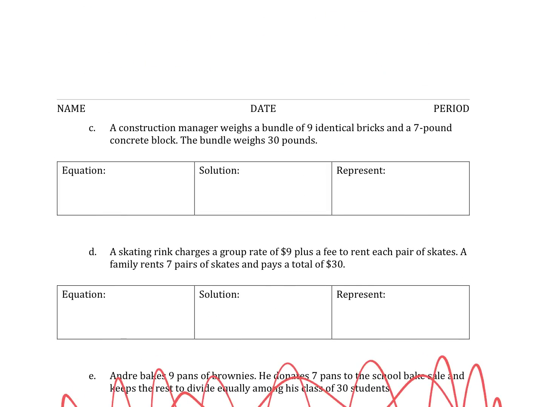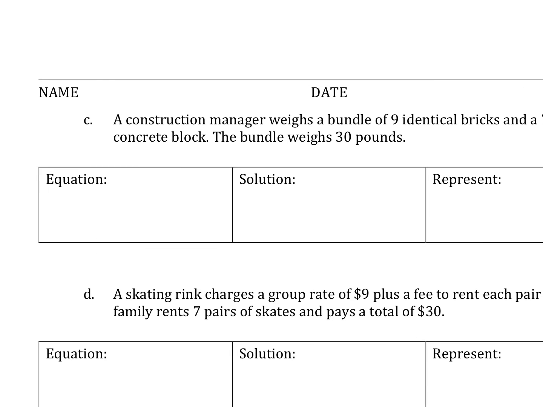Okay, let's look at C. So this one was about the bricks. A construction manager weighs a bundle of 9 identical bricks and a 7-pound concrete block. The bundle weighs a total of 30 pounds. So without using the tape diagram this time, I'm going to go ahead and create the equation. If I have 9 identical bricks, that's 9x, and then an additional 7 pounds, and that's going to be equal to 30. So just like the previous problem, we're going to do 30 minus 7, which is 23. 23 divided by 9, which again you can have as 2 5/9, or 2.6 is fine as well.